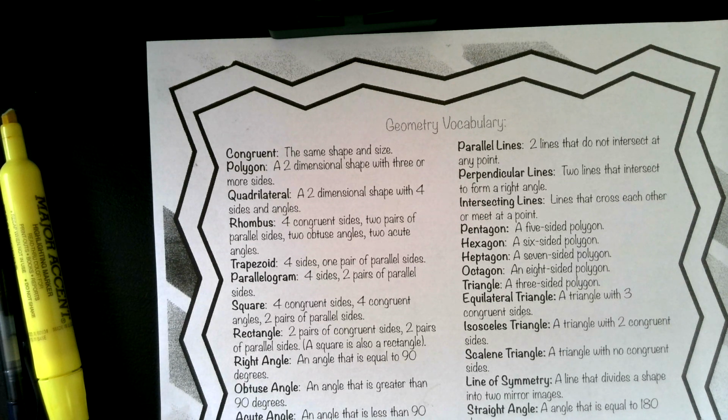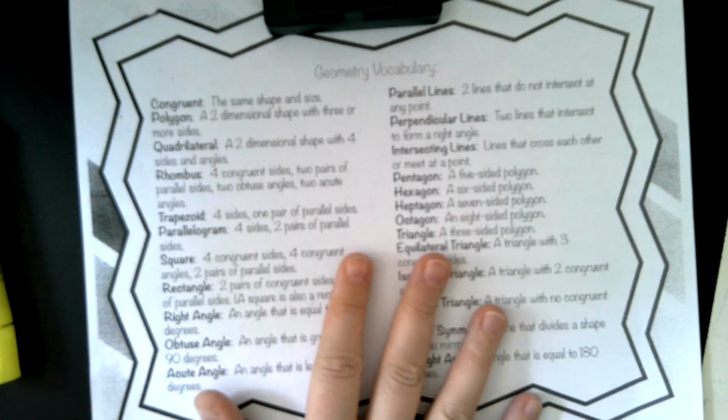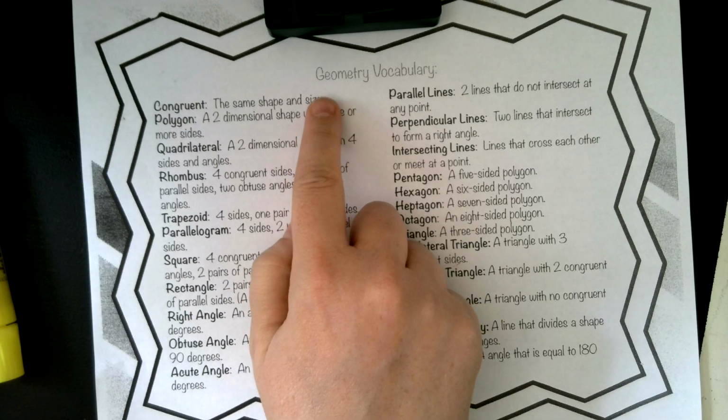Hey guys, if you watched our video yesterday, then you saw that we did an anchor chart about different kinds of angles. And we talked about how there are 4 kinds of angles that we're going to be looking at. And I wanted to point this out to you. This is something that you have in your packet that was sent home. Okay. This is your geometry vocabulary.